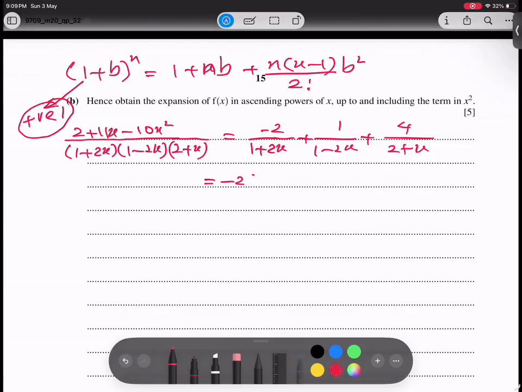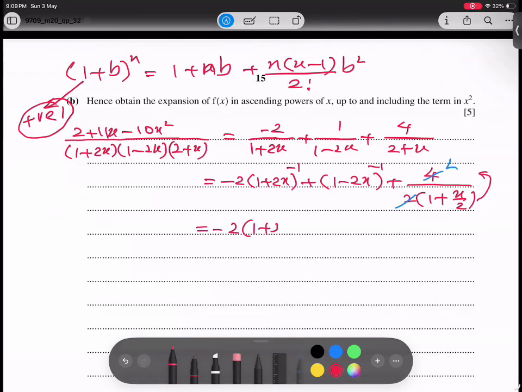This I can bring up: 1 plus 2x to power negative 1. This I can bring up, and 1 minus 2x to power negative 1. But this I can't bring up now. First of all, I will take 2 common. So take 2 common, I got 1 plus x over 2. This 2 cancels out. And then I bring it up. So I believe this part is very clear.